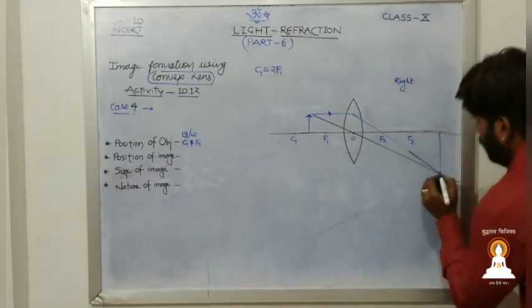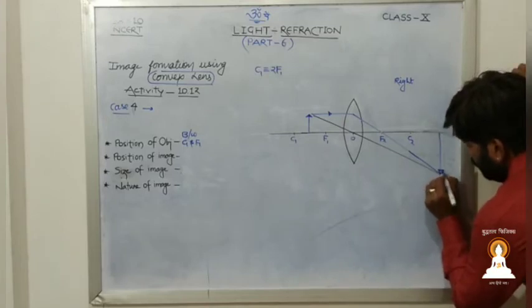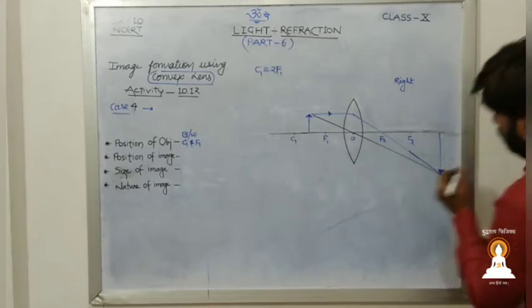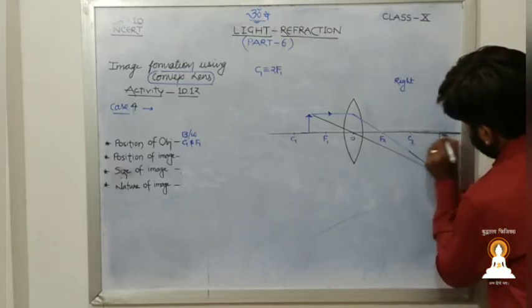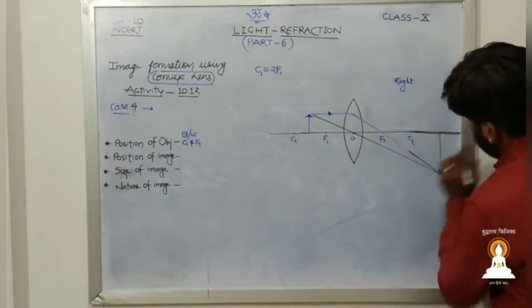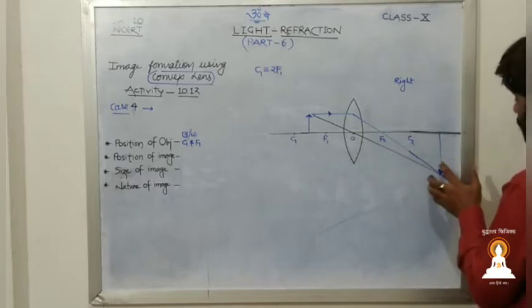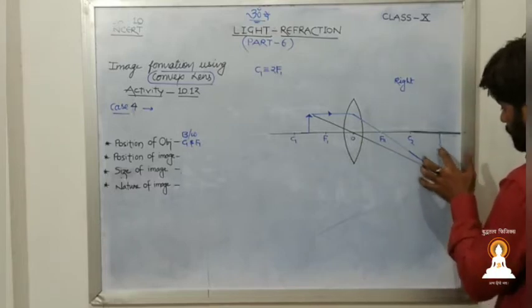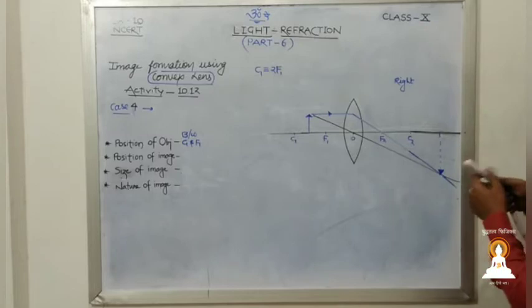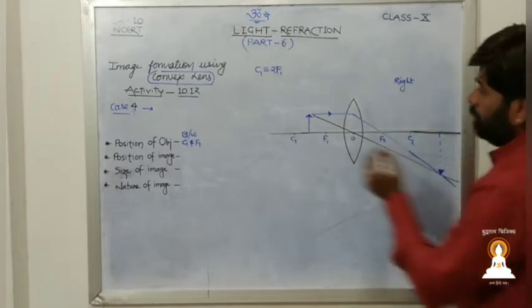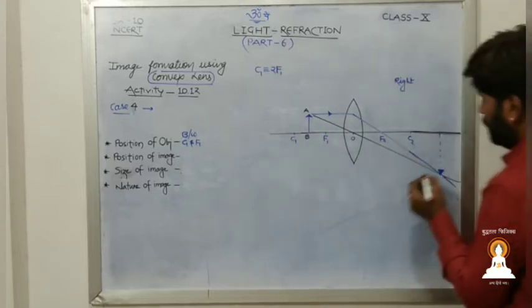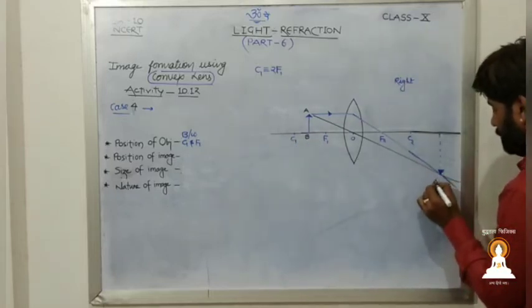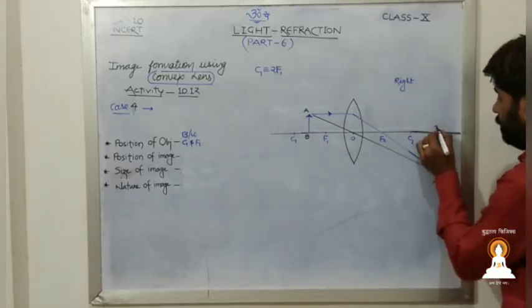So this is going to be upright, down. Now, as we have already discussed, this will be with the dash line. If the name of the object is AB, A is the upright portion. So the image name will be A dash, B dash.